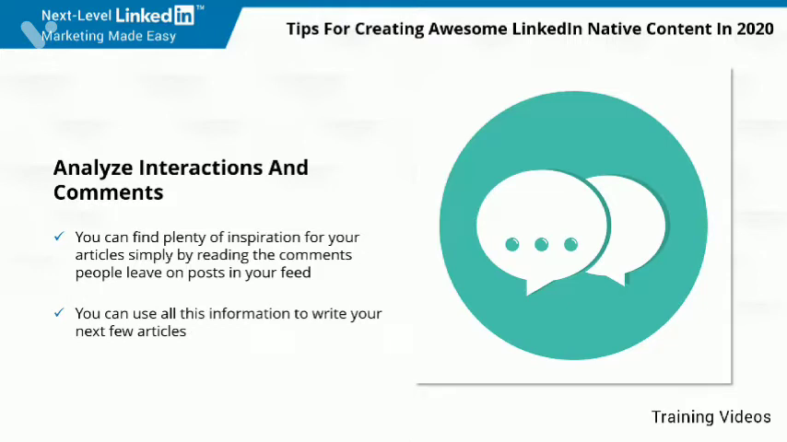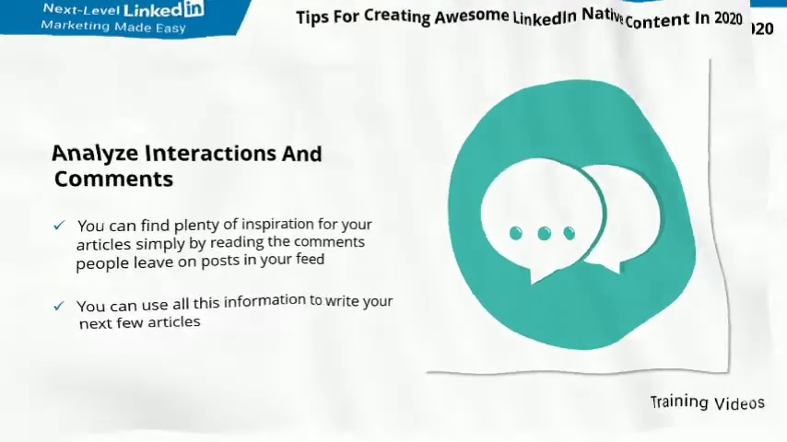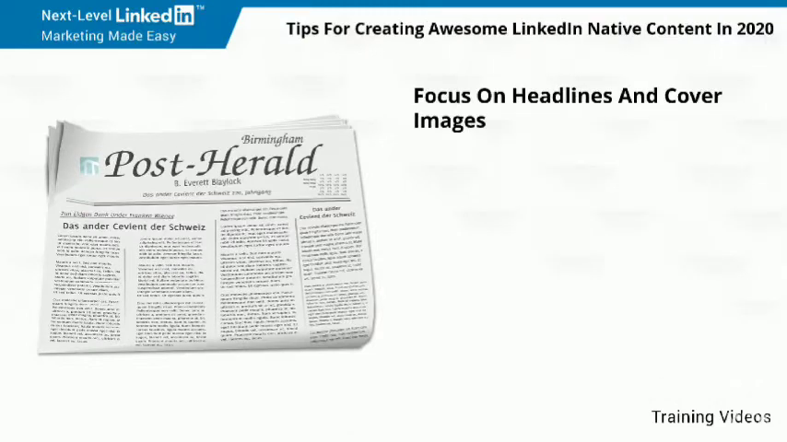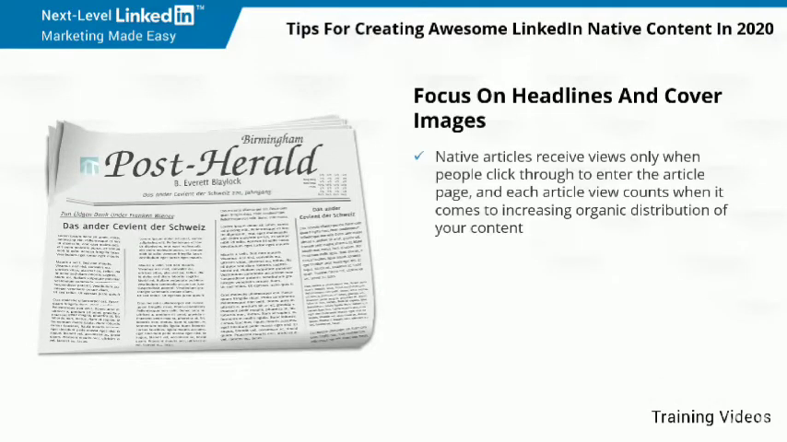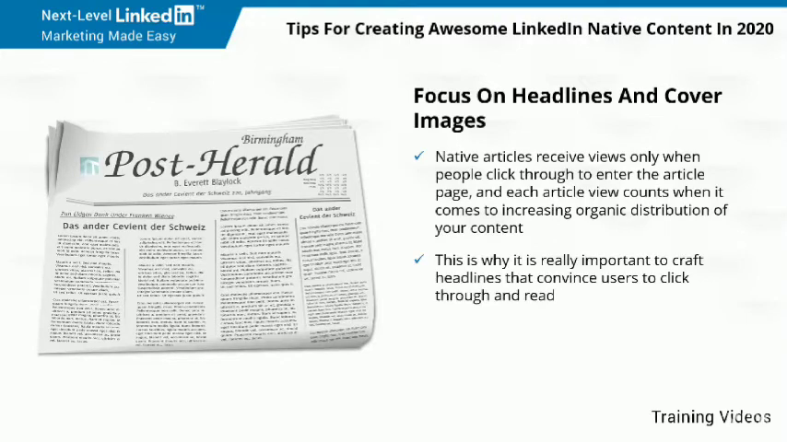By writing about things that people want to answer and about things that people are interested in, you are more likely to drive lots of engagement. Focus on headlines and cover images. Native articles receive views only when people click through to enter the article page, and each article view counts when it comes to increasing organic distribution of your content.